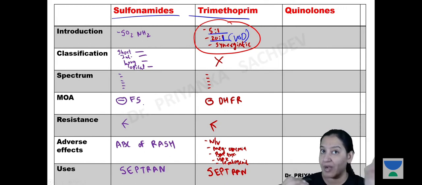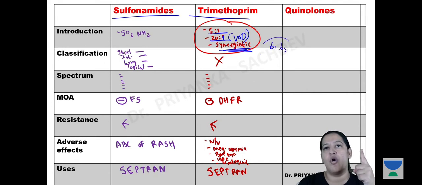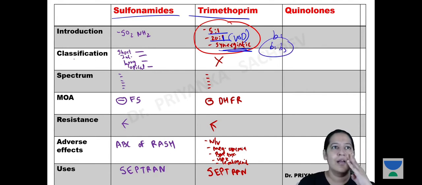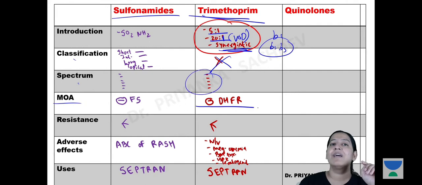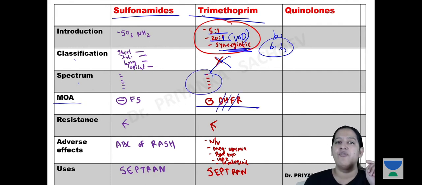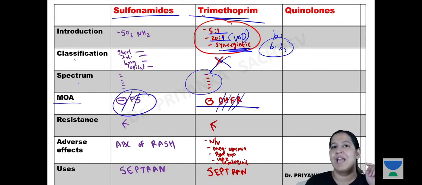So you should know the exact mechanism, and the combination is synergistic. Individually, if you give them, it is bacteriostatic, but the combination is bactericidal. Done. There is no classification for it, because it is a single drug. Spectrum you can learn or you can skip. Mechanism of action: it is inhibiting another enzyme known as dihydrofolate reductase. Compare the name of the enzyme. Both of these enzymes are required for folic acid synthesis.